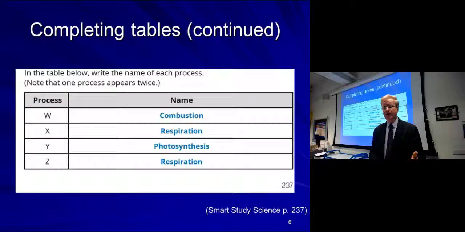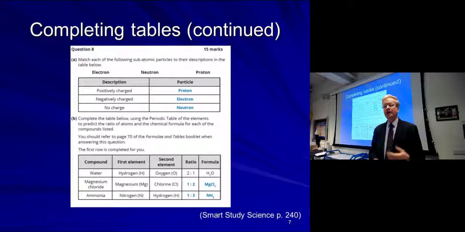You could also be asked about simple process names. So make sure you understand the meaning of all of those terms like combustion and respiration and photosynthesis, for example. In completing tables, you can also be asked to fill in simple words, or as you can see in the second part of the question, to write simple chemical formulae of different compounds.